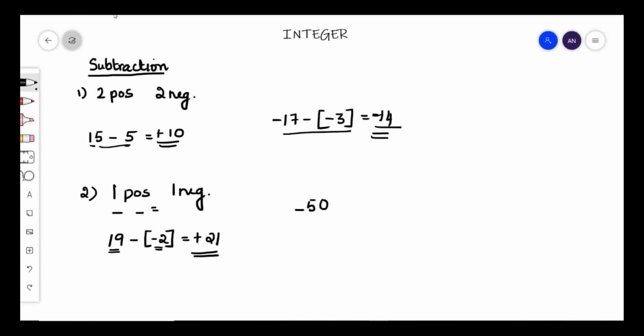Okay. Let me take another example. Minus 50 minus 3. So minus 50 is a negative integer here. 3 is a positive integer. So when you have a negative and a positive integer, you have to perform addition. 50 plus 3 will be 53. Now which is the bigger number, 50 or 3? 50. So 50's value is minus 50. So minus 53.